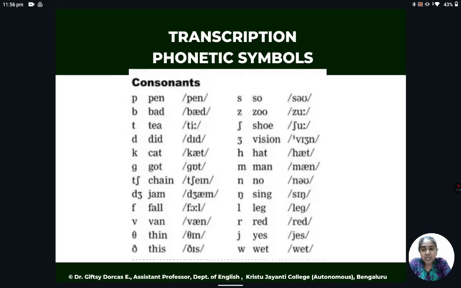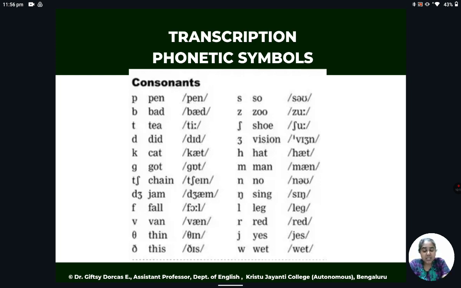Next, this is an example of how transcription can happen with phonetic symbols and how within the two slashes the consonant sounds are represented and also the vowels.